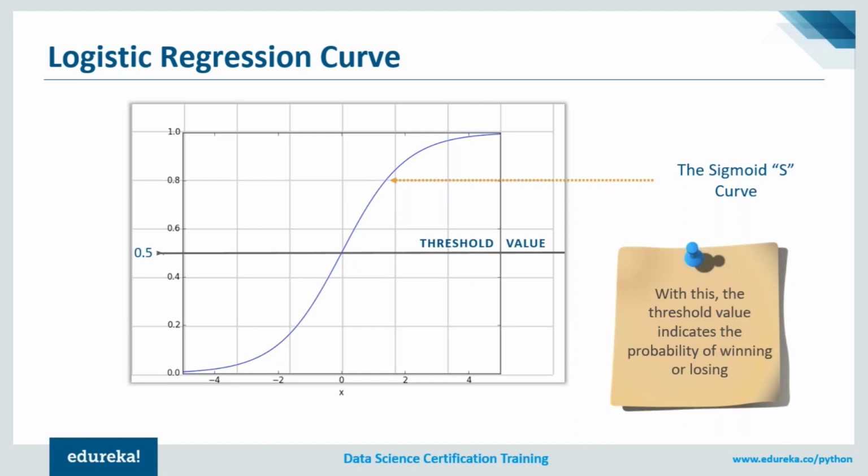Saying this, here we will have to see what is the threshold value. So in this case, 0.5, between 0 and 1, is your threshold value. Any value which comes above 0.5 and less than 1 has to be put at 1, and anything between 0 and 0.5 has to be downgraded to 0, so that the output or the prediction out of this can be binary in nature. So with this, the threshold value indicates the probability of winning or losing.